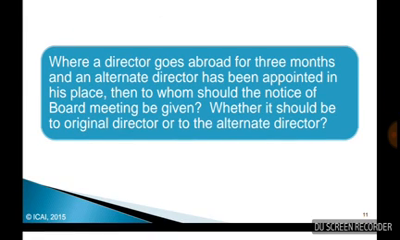Now, where a director goes abroad for 3 months and an alternate director has been appointed in his place, to whom should the notice of the board meeting be given? So here one term has come, alternative director. What is an alternative director? As it came here, I will discuss it now.